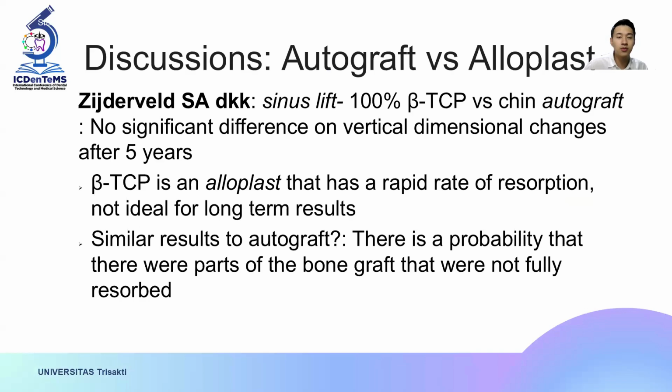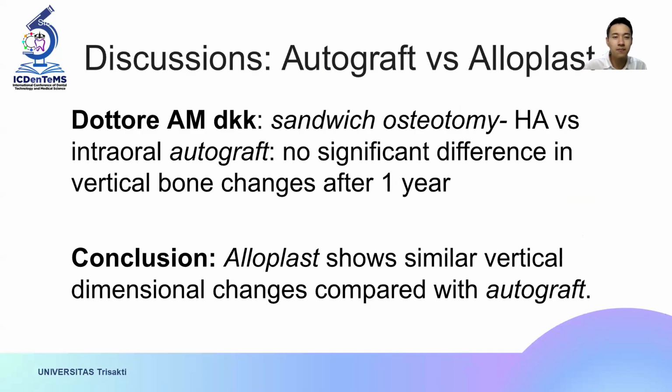And the second article from Zichterfeld et al., on sinus lift procedures as well, they used 100% beta TCP versus chin autograft, and they found no significant difference on vertical dimensional changes after 5 years. Beta TCP is an alloplast that has a rapid rate of resorption, which is not ideal for long-term results, but for the similar results to autograft, the author mentioned that there's a probability that there were parts of the bone graft that were not fully resorbed. Hence the alloplast has similar results to autograft in this case.